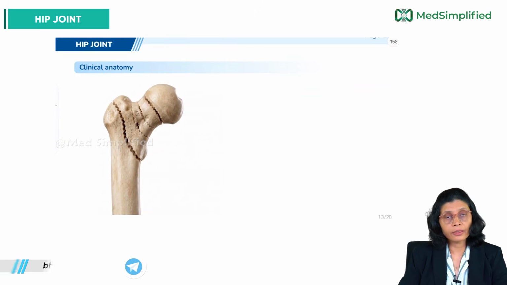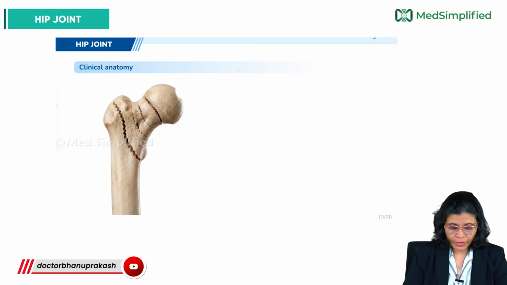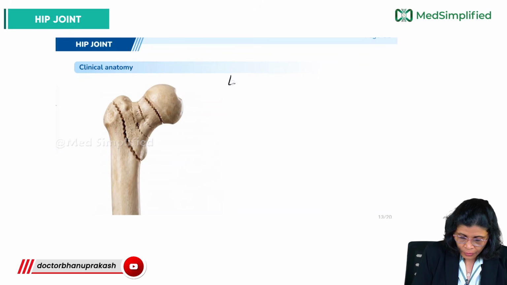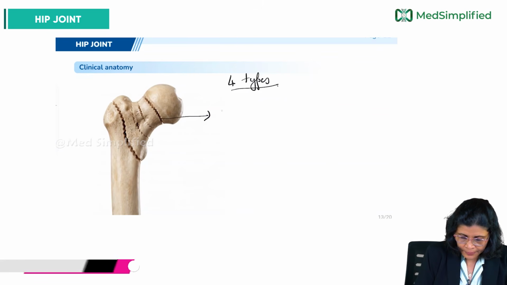The next common condition we see in the hip joint is the fracture of the hip joint. When we generally say fracture of the hip joint, it basically implies the fracture of the neck of the femur. There are four types of fracture which we see mainly. One is the subcapital.